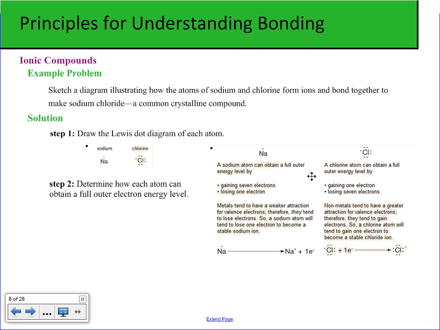Step 2, we need to determine how each atom can obtain a full outer electron level. Well, sodium can obtain a full outer energy level by either gaining 7 electrons or losing 1 electron. Metals tend to have weaker attractions for their valence electrons. Therefore, they tend to lose electrons. So a sodium atom would tend to lose the 1 electron to become a stable sodium ion. A chlorine atom can obtain a full outer energy level by either gaining 1 electron or losing 7 electrons. So the nonmetals tend to have a greater attraction for valence electrons. Therefore, they tend to gain electrons. So a chlorine atom will tend to gain 1 electron to become a stable chloride ion.